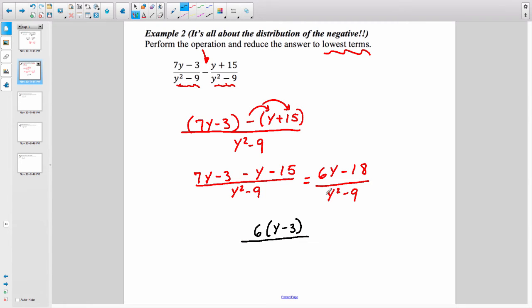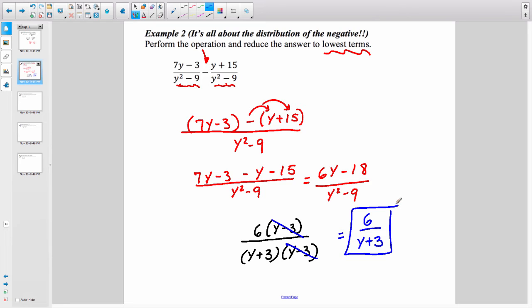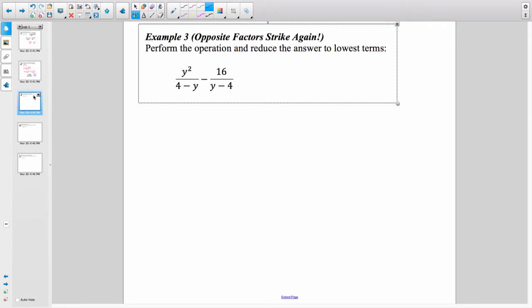And the bottom is screaming, hey, I'm a difference of squares, I'm over here, so let's take care of that. y plus 3, y minus 3. Look what we can do. The y minus 3's cancel. Final answer, 6 over y plus 3. Beautiful. Okay, next example.